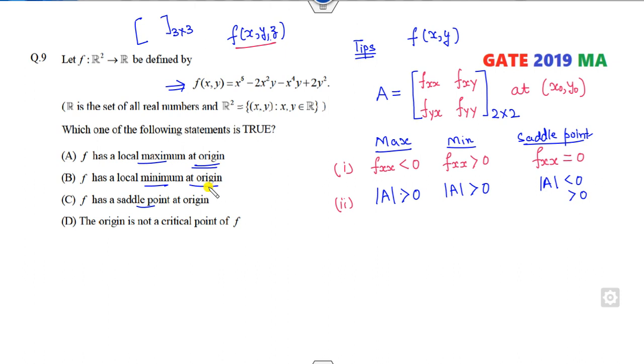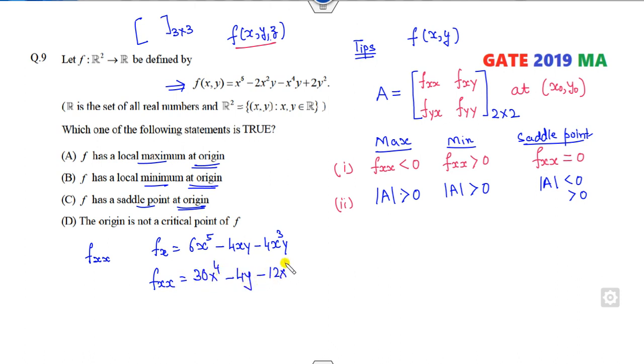You can see the point is already given to you as 0, 0. So what is fxx? Firstly we need to find fx. What is the partial derivative? It's 6x raised to power 5 minus, there is no need to find the rest. Moreover, firstly I will find it and then we will tell you again the simplest way. What is fxx? It is 30x raised to power 4, minus 12x square y plus 4y.